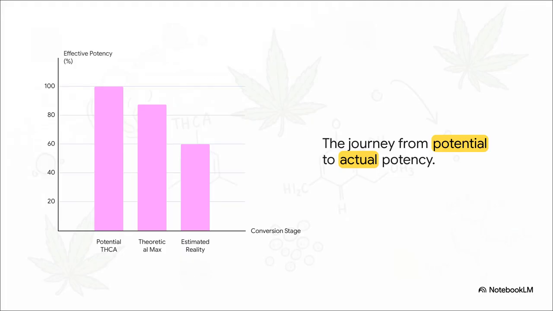This chart really puts it all into perspective, doesn't it? You start at the top, 100% potential all locked up in THCA. Then, bam! The unbreakable laws of chemistry knock it down to that absolute maximum of 87.7%. And then, real life happens. All those messy, inefficient factors take an even bigger bite. What you're left with, what you actually experience, is way down here. Suddenly, the puzzle doesn't seem so puzzling anymore.